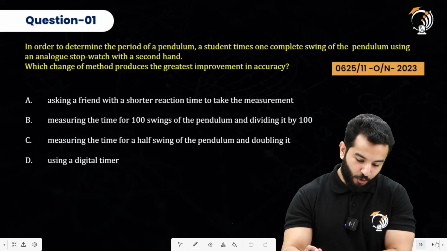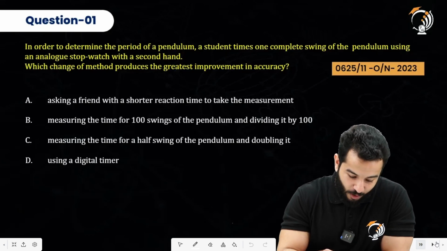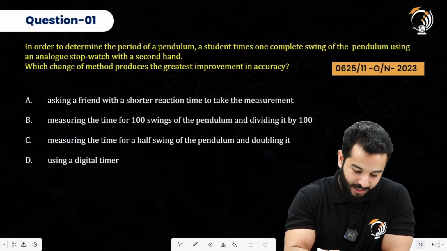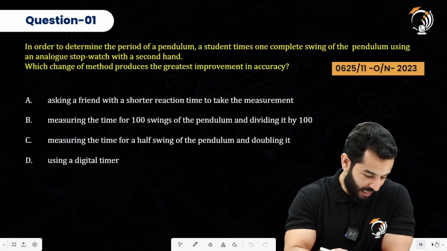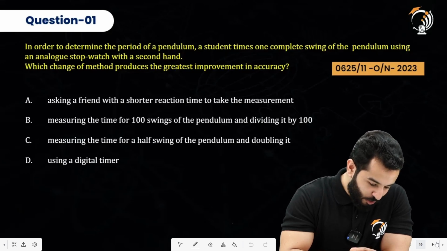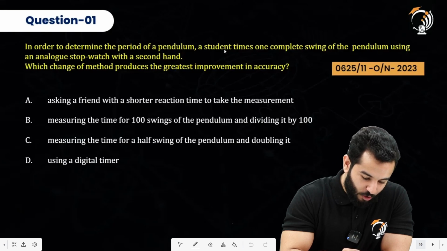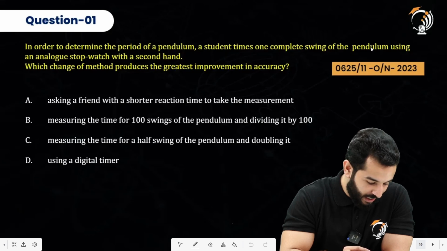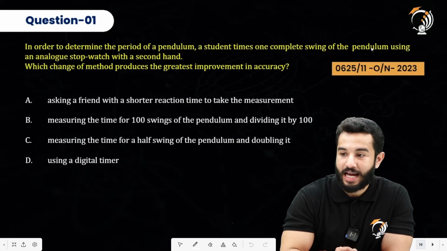So the first question is from the October-November series 2023, and it is part of paper 1. The question says, in order to determine the period of a pendulum, a student times one complete swing of the pendulum using an analog stopwatch with a second hand. Which change of method produces the greatest improvement in accuracy?